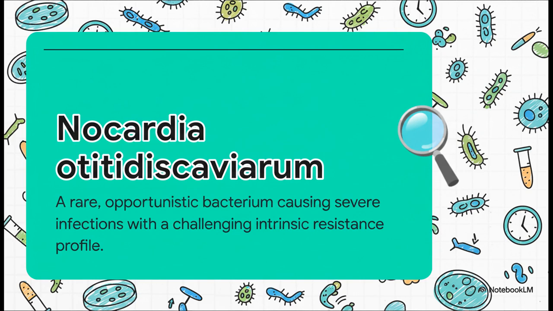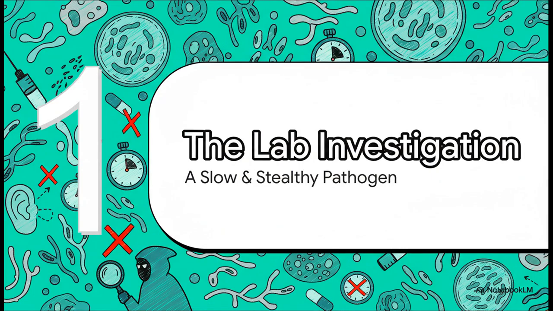I mean, this thing is the textbook definition of an opportunist. It's rare, yeah, but when it hits, it hits hard. And the real kicker, the thing that makes it so incredibly dangerous, is that it has this built-in intrinsic resistance profile. It's just naturally tough against some of our most common antibiotics. So, the big question is, how do we actually unmask this thing in the lab? It's not as simple as you'd think, because this organism is both slow and incredibly stealthy. Let's walk through the investigation.